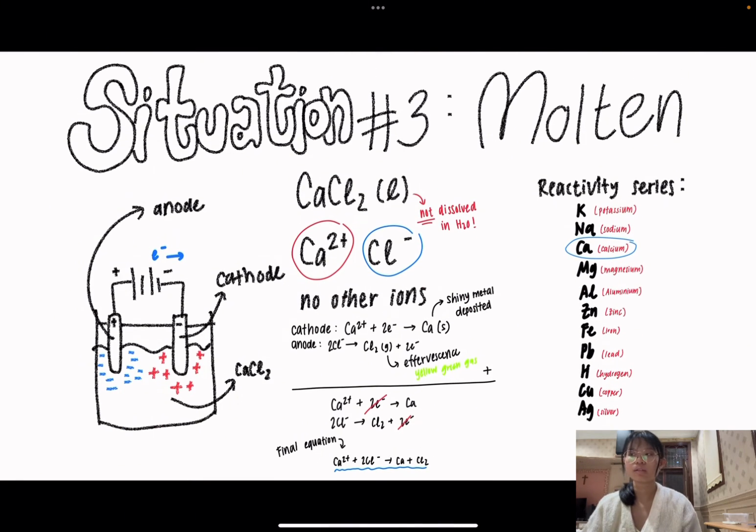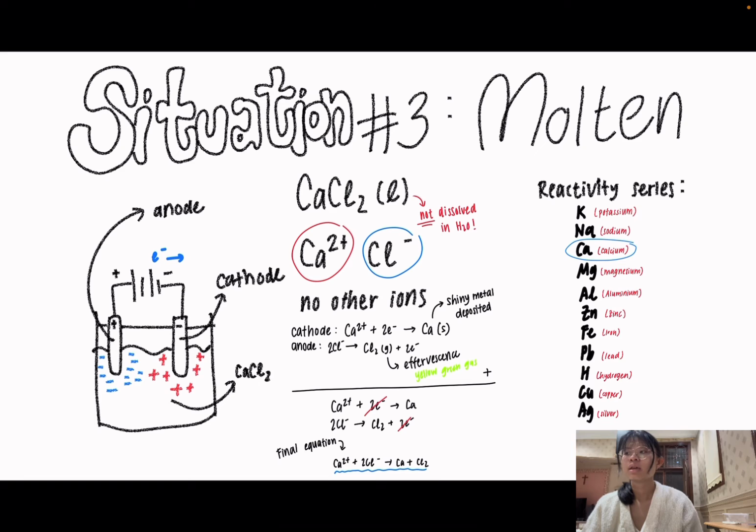And the last situation is when it is molten. When it is molten, it will not be dissolved in water like in the aqueous and concentrated states. Therefore, it would only have calcium ions and chloride ions. So there would be no hydrogen or hydroxide ions since it is not dissolved in water.